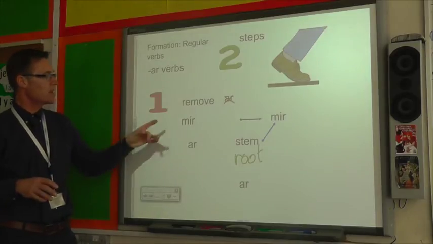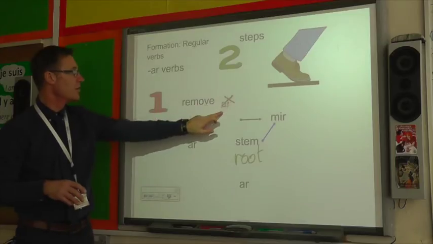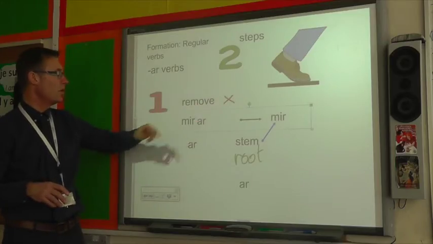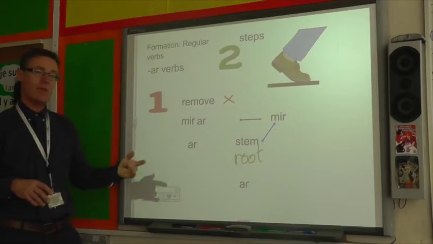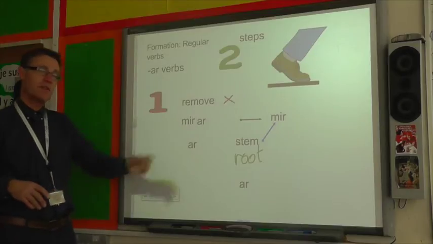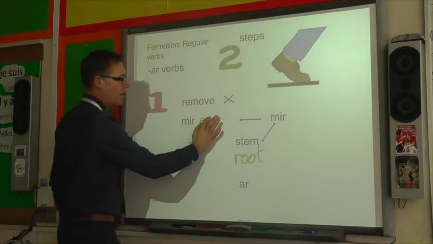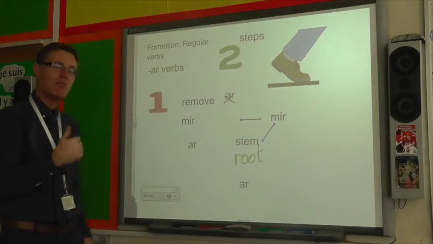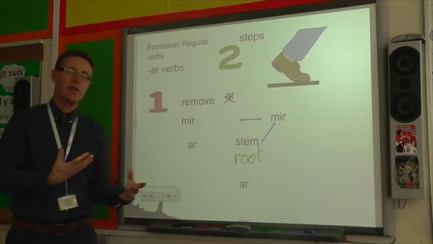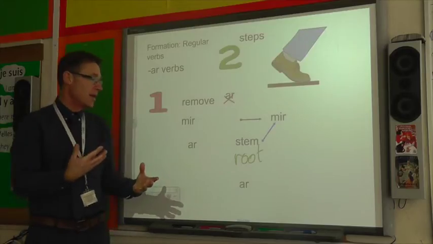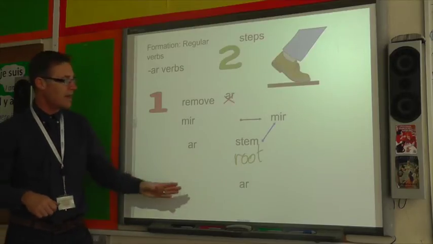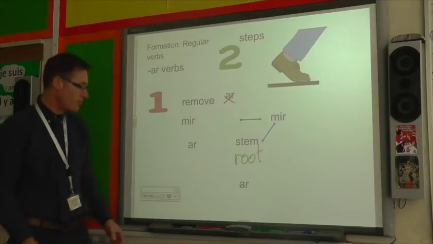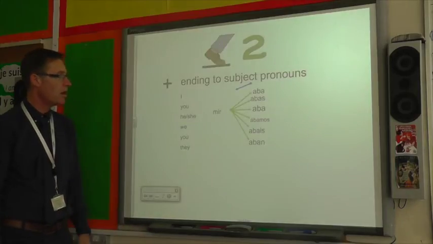We are going to take our verb mirar, which means to watch, and from that we want to remove the infinitive ending. So we want to remove the AR, which then gives us our root word. We like using the word root word because that links in nicely with our literacy strategy at school. So we're going to add a suffix to our root word. Which are we going to add?